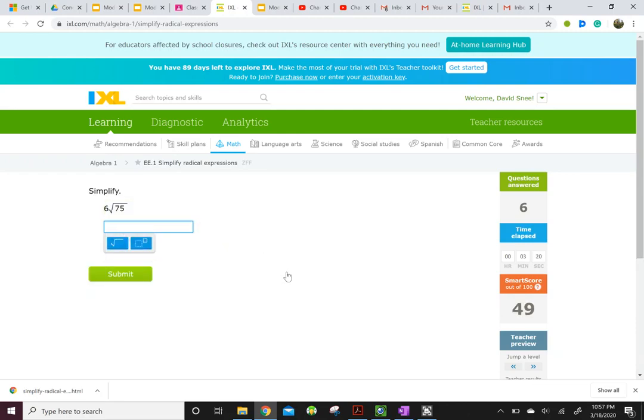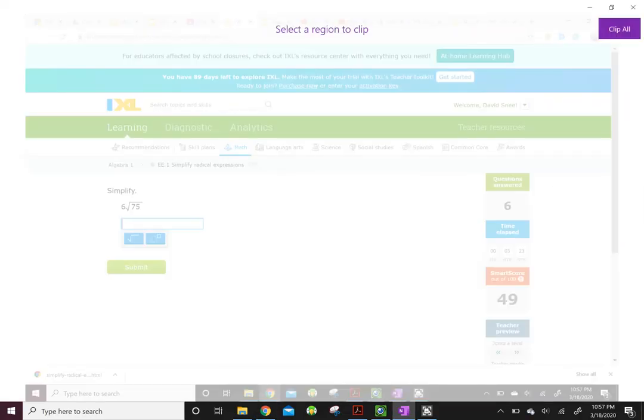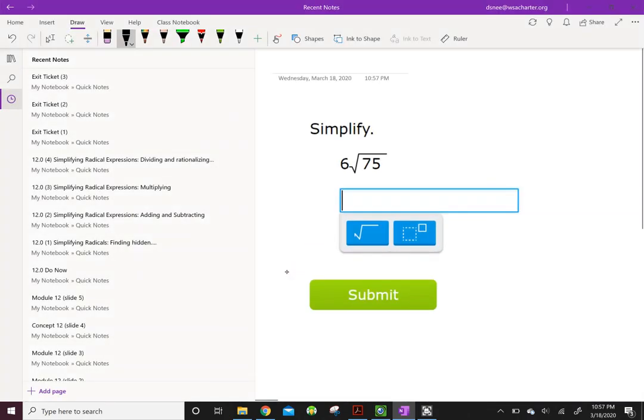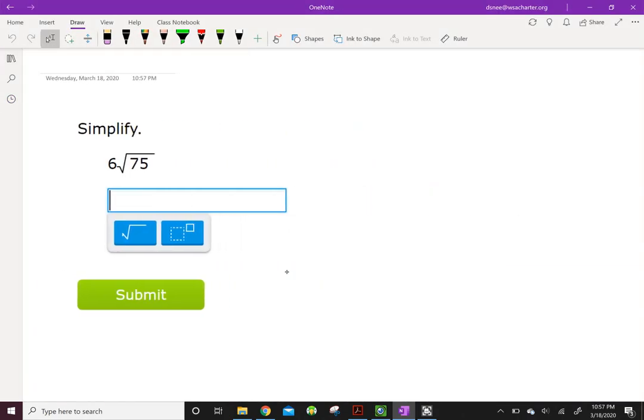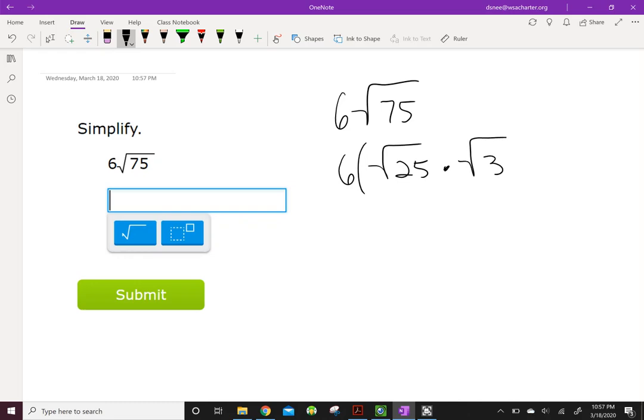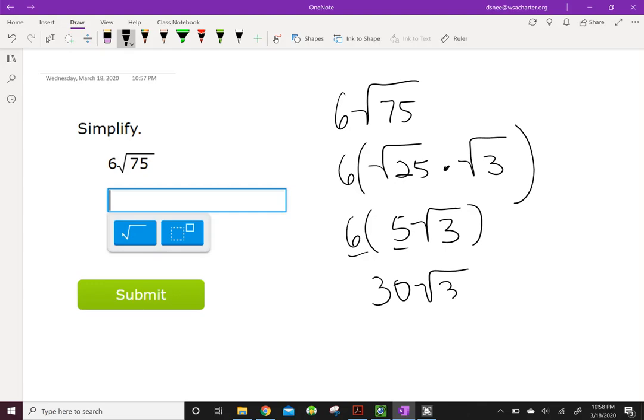Oh, it gets a little tricky here. 6 root 75. This one I'm going to show you a little bit of work. It's the same thing we've been doing, but I'm going to work it out. 6 root 75. I can take out the square root of 25 times the square root of 3. 25 times 3 is 75. And then I have 6 times 5 root 3. I can multiply these values and I wind up with 30 root 3.